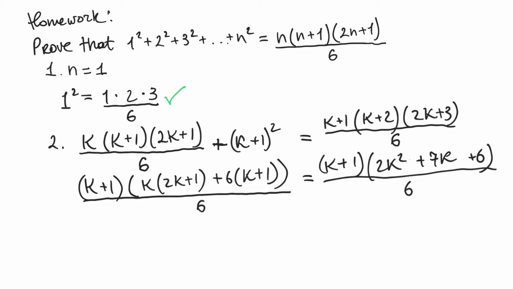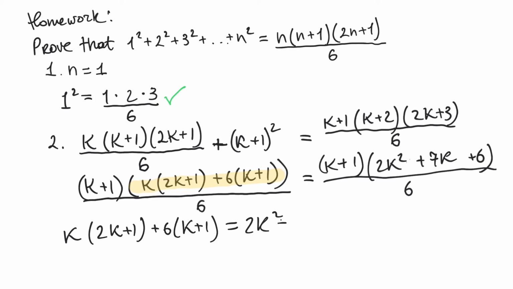Now with a little bit of luck, we're going to get the same thing on our left-hand side. So let's try to expand this part. 2k multiplied by 2k plus 1 plus 6k plus 1 gives us 2k squared plus k plus 6k plus 6. And lo and behold, it equals 2k squared plus 7k plus 6. Well, that wasn't too hard, was it?